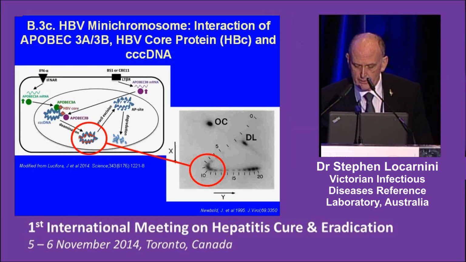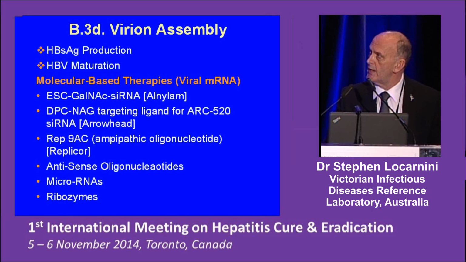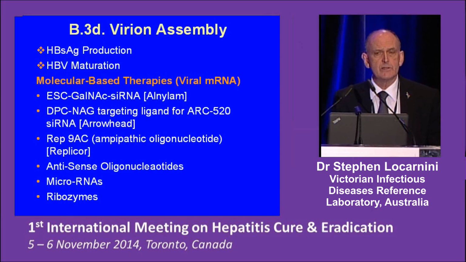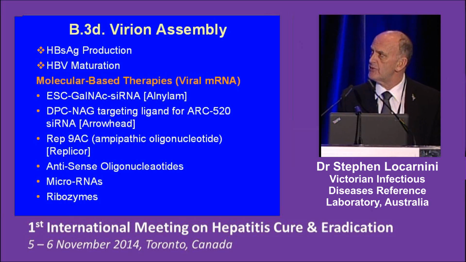All right, so the last group of targets that we'll look at is virion assembly. Obviously, the major focus at the moment is the hepatitis B surface antigen production. And really, many, many years ago, at the height of molecular biology, we had a very large number of molecular-based therapies that were mainly targeting the viral messenger RNA, obviously through antisense and silencing, and you heard about a lot of these today. And really, they all fell over because delivery became a huge problem. And now that's all changed.